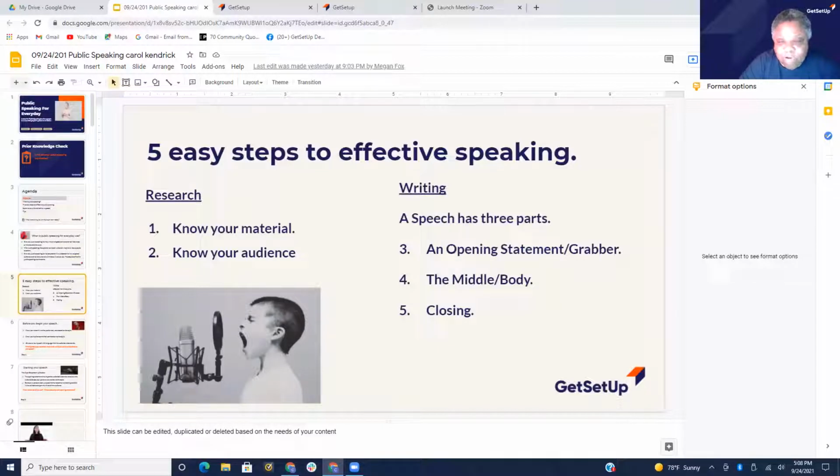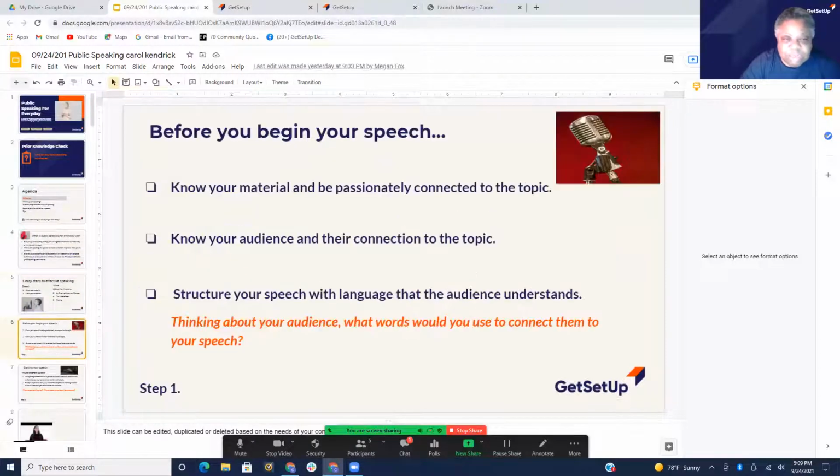Number 3, a speech has 3 parts. An opening statement or a grabber. That's something where you get your audience's attention. And then it has a middle or body and a closing. So we're going to look at each of the steps. So this is step 1.